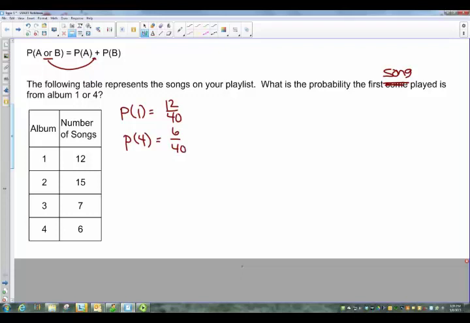And now, since these are mutually exclusive, those songs don't overlap, we can take 12 over 40 plus 6 over 40, which gives us 18 over 40. And then finally, you're going to reduce that down. 2 goes into each of them, so you end up with 9 over 20. And there's the probability that the first song is from album 1 or 4.